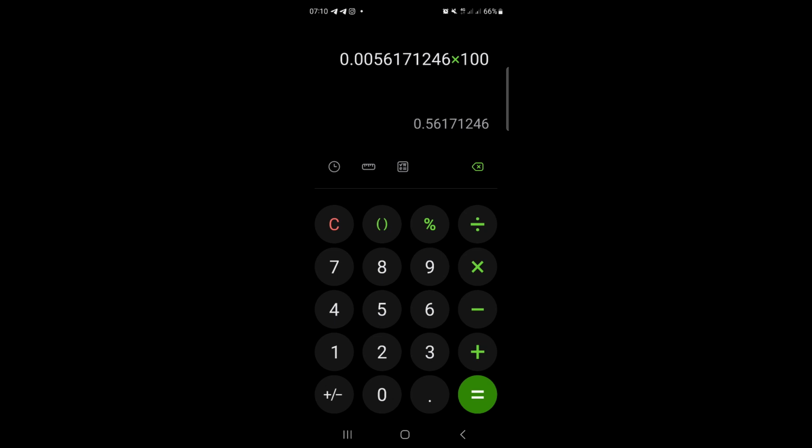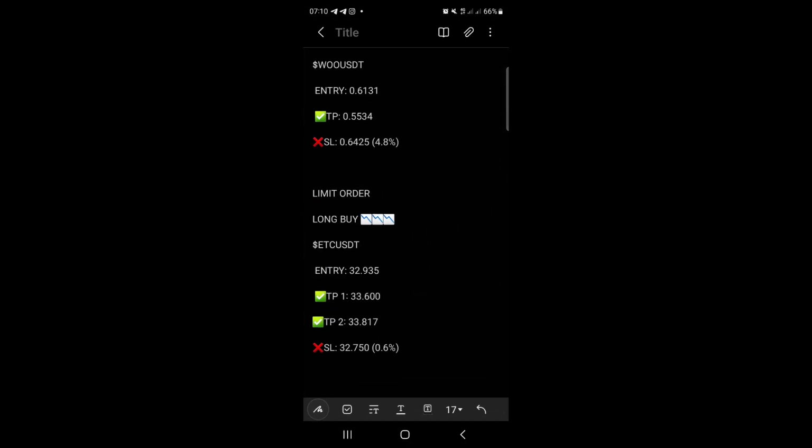So 0.56, I approximated to 0.6. I'm sure we all know how to approximate and how it works. Make sure when you're doing this, you approximate to get the best figure. So 0.6%, that's how I got this. I'm sure you guys are clear on how to get your stop loss percentage on that.